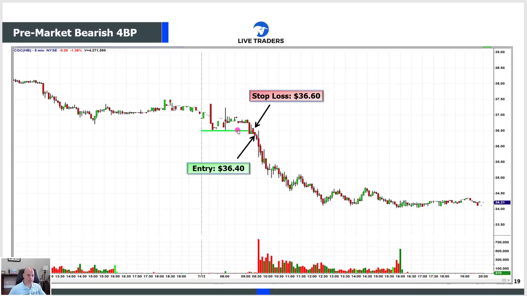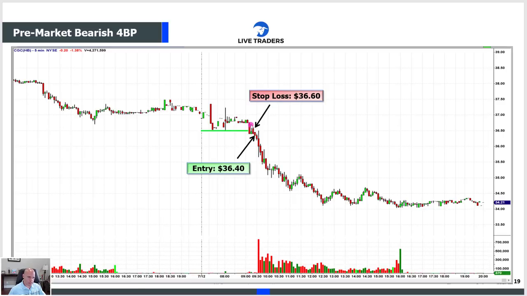So if I have a 50-cent stop loss, I'm shooting for a dollar gain. If I have a $5 stop loss, I'm shooting for a $10 gain. In this case, this is a 20-cent stop loss, so I'll be shooting for a 40-cent gain, right? 36.40 by 36.60 is 20 cents. I'll be shooting for 36.00. That's 2-to-1. Anyway, wide range bar takes out the support area at 36.50, okay?